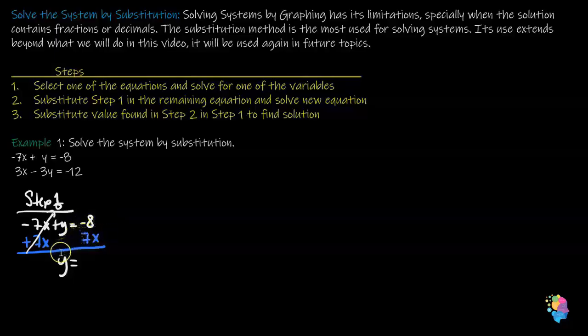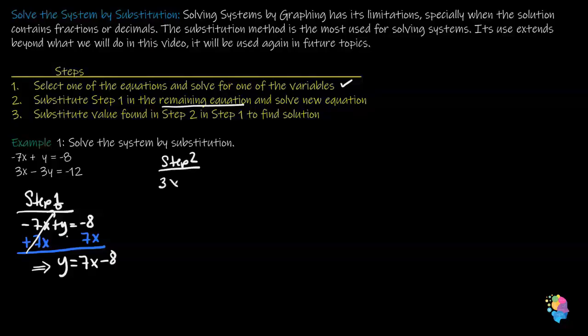So I'm going to bring the x's first. So I have the 7x that I brought to the right side and the minus 8 that was already there on the right side. So this is the equation for step 1. Step 1 is done. We have selected one of the equations and solved for one of the variables. We move on to step 2. Remember, in step 2, we have to bring the other equation. We have to bring the remaining equation.